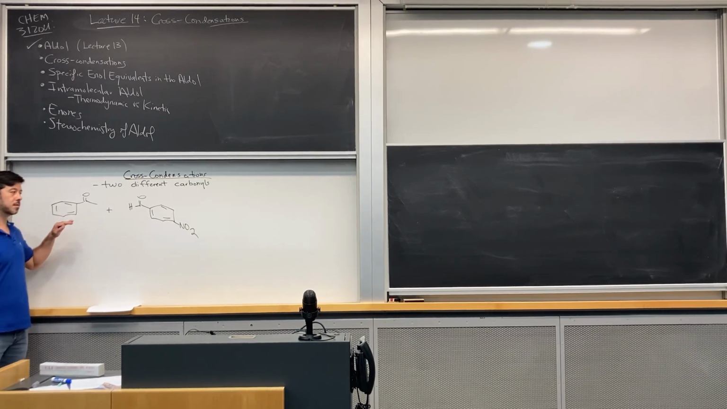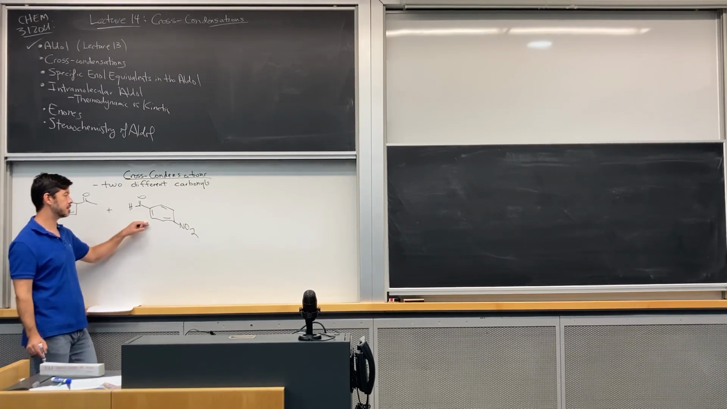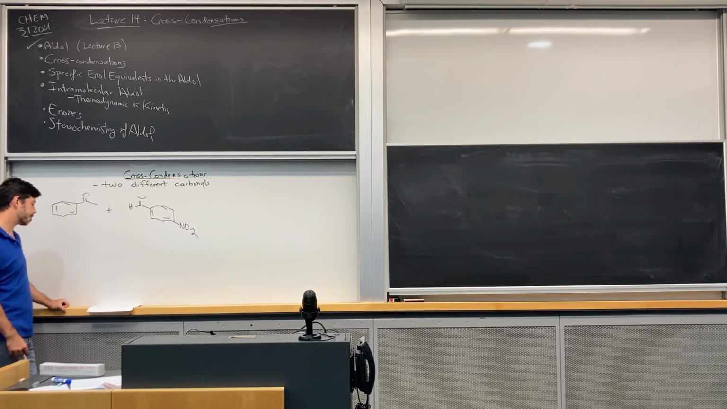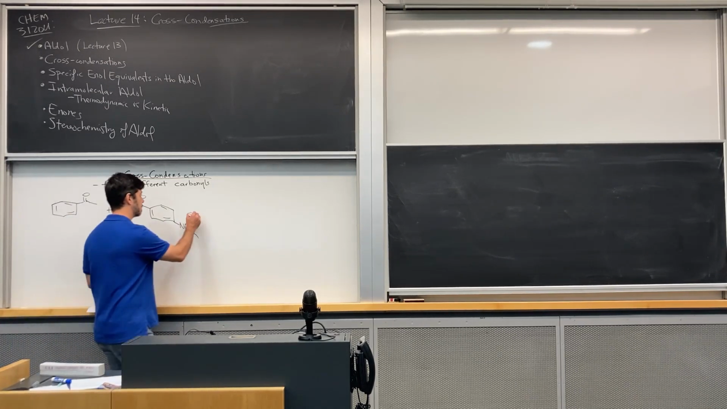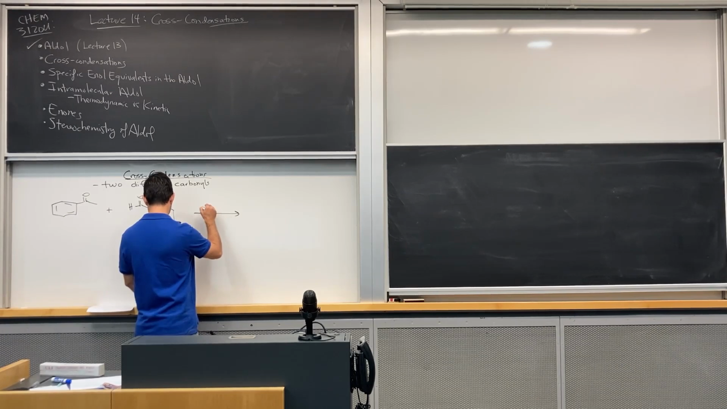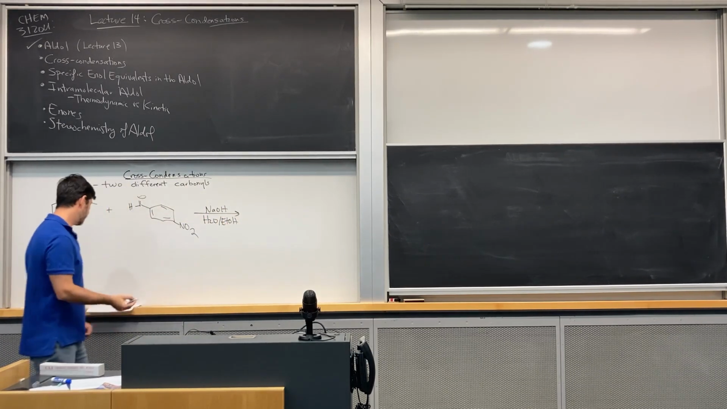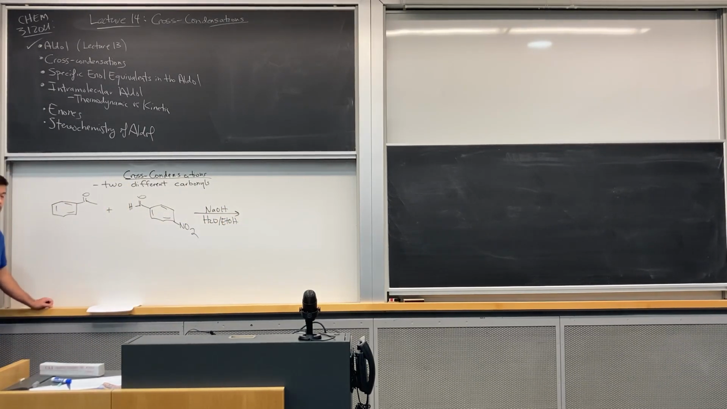Okay, so we have this ketone and then this aldehyde. It's like this paranitrobenzaldehyde. And we treat this with sodium hydroxide with water and ethanol. The question is, what is the major product?